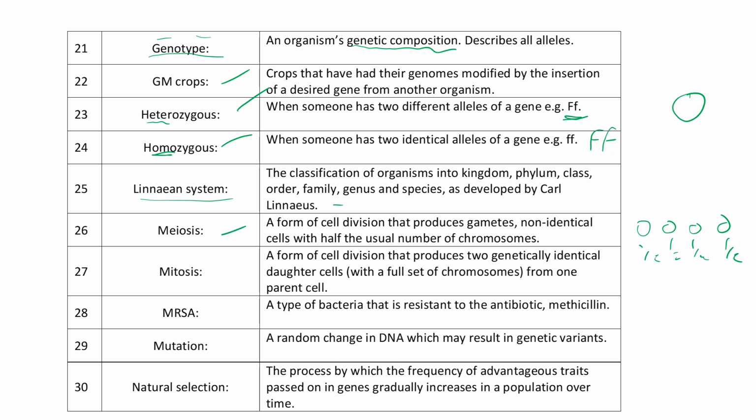Meiosis. Mitosis. A form of cell division that produces 2 identical daughter cells from one parent. So this time you start with one parent and you get 2 identical. So that there is identical to that and to that. And that's more for growth and repair, whereas meiosis is producing sperm and eggs.